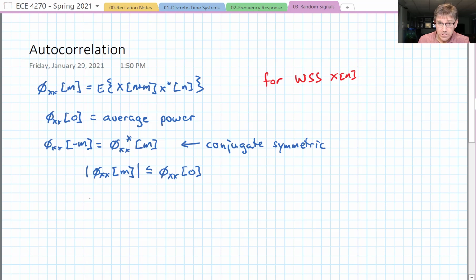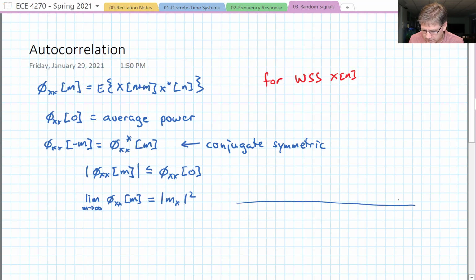And so as you go to infinity, the autocorrelation function just looks like the mean of x squared. So a typical autocorrelation function then might look something like this. At a lag of 0, we're going to have our peak. This would be the average power.